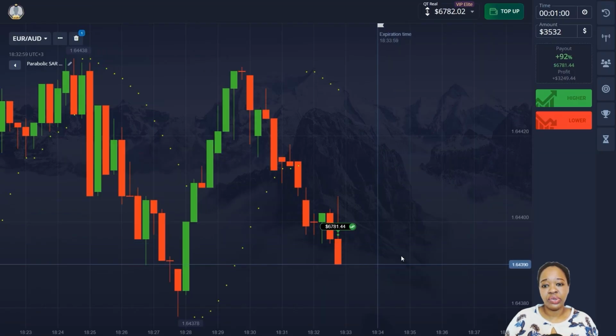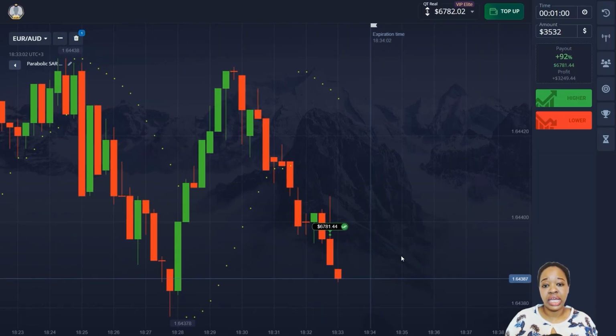This is awesome. You can see the trade closes below the entry point, and 1 minute was quite enough for this trade. Let me continue.